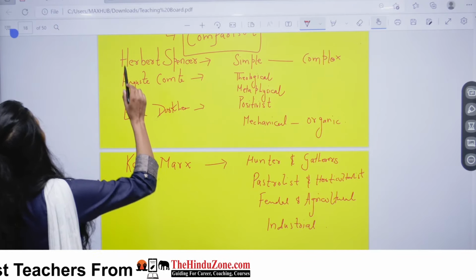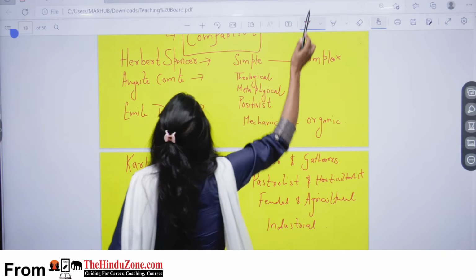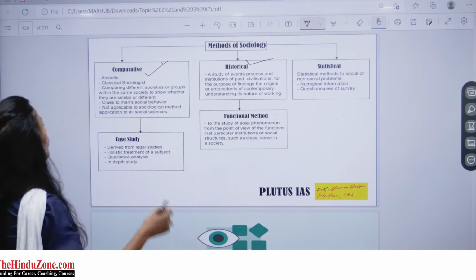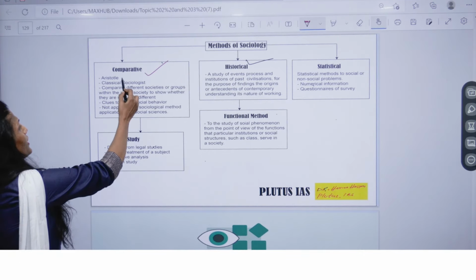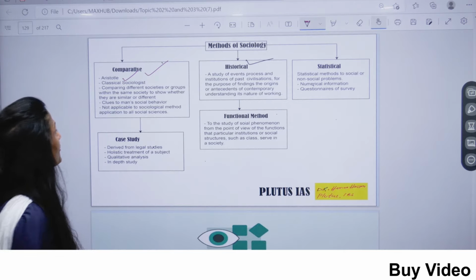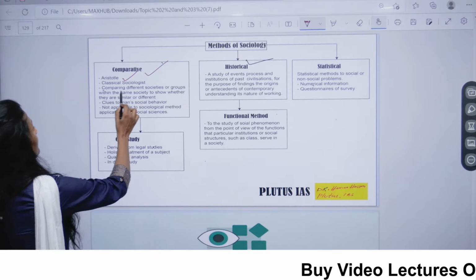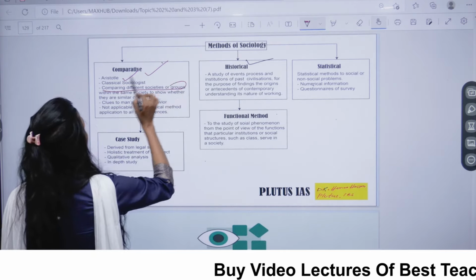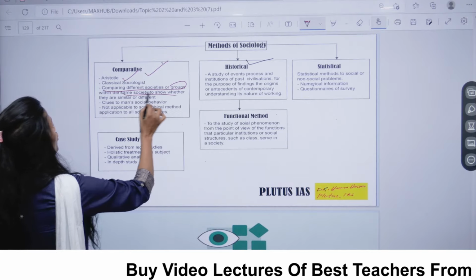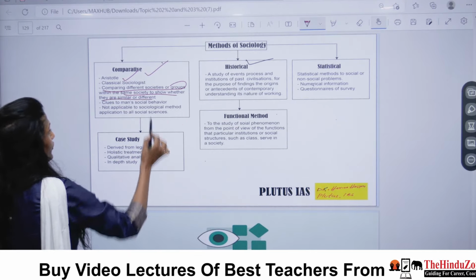After comparative method, what we see is that all classical sociologists have used the comparative method. So we compare different societies or different groups within the same society to show whether they are similar or different.